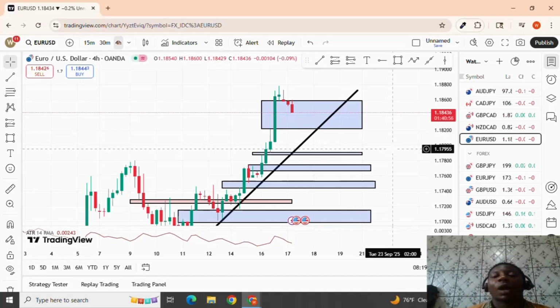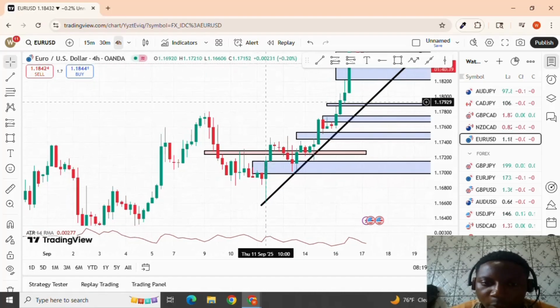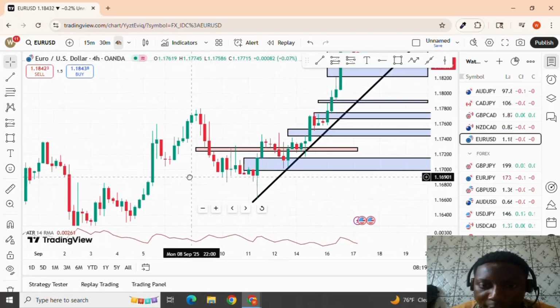Also, I've shown you guys now how to identify the fair value gaps. The next question is, how do you place your entries? What's your stop loss placement and what's your target? Simple, right?